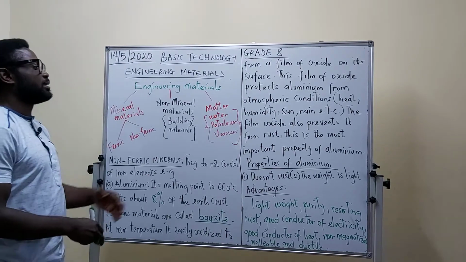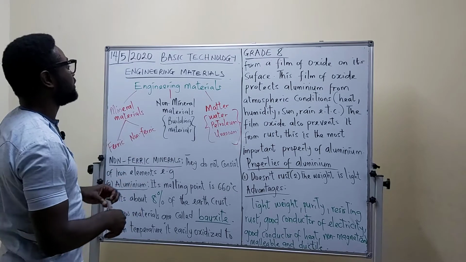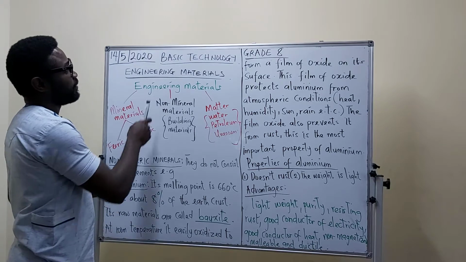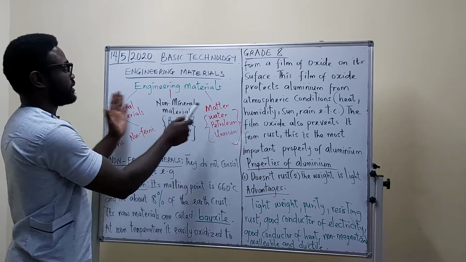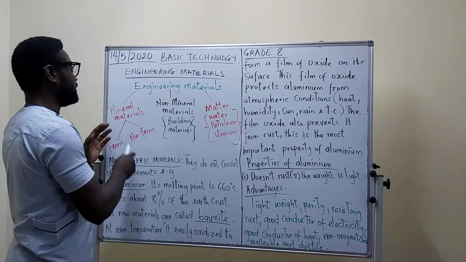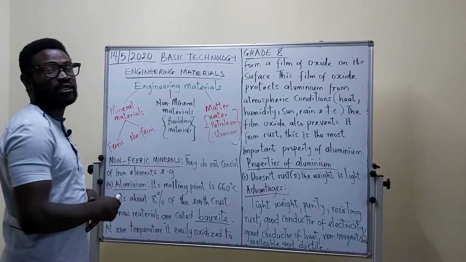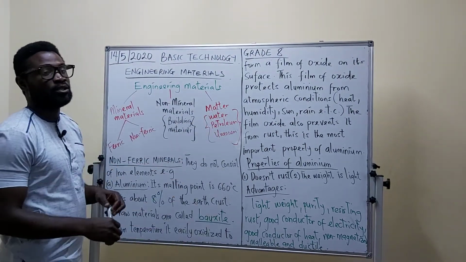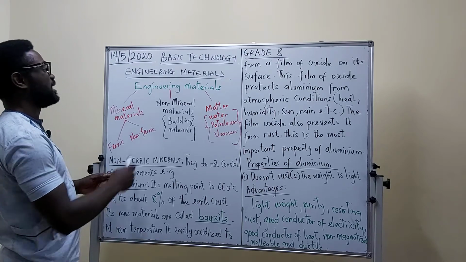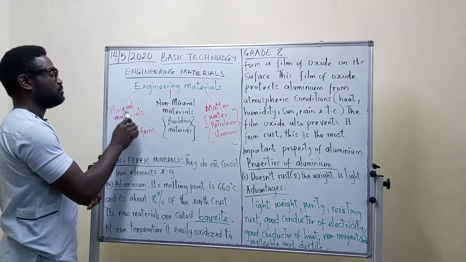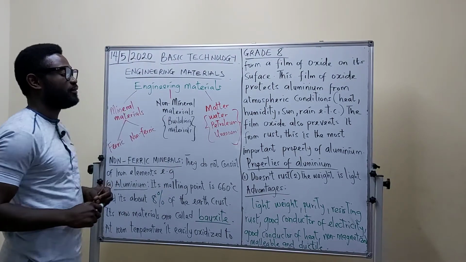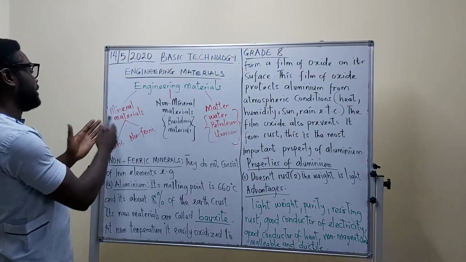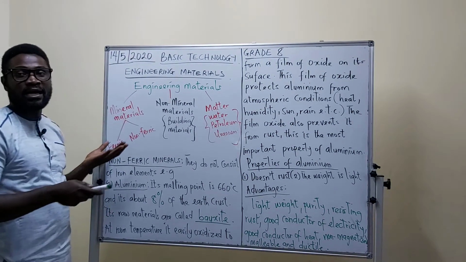I'll just give you a breakdown of everything you need to know under engineering materials. Now, engineering materials, as you can see on the board, can be divided into three major parts. We have mineral materials, we have non-mineral materials, and then we have matter. So, I'll repeat again, engineering materials are divided into mineral materials, non-mineral materials, and matter. So, mineral materials are divided into ferric and non-ferric.